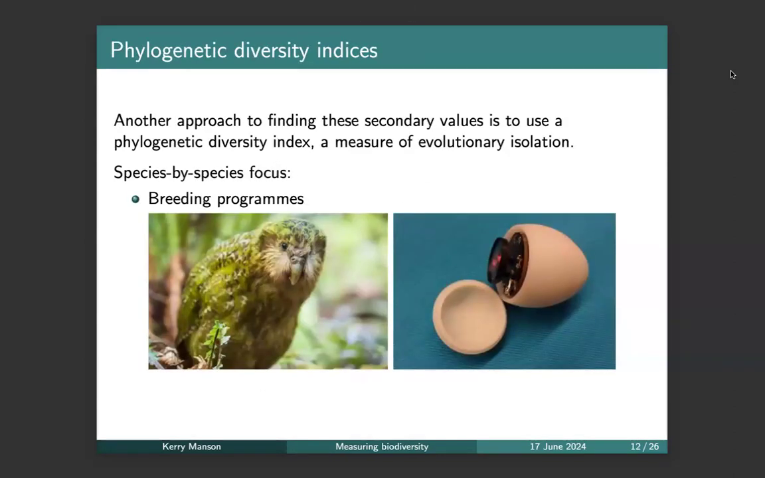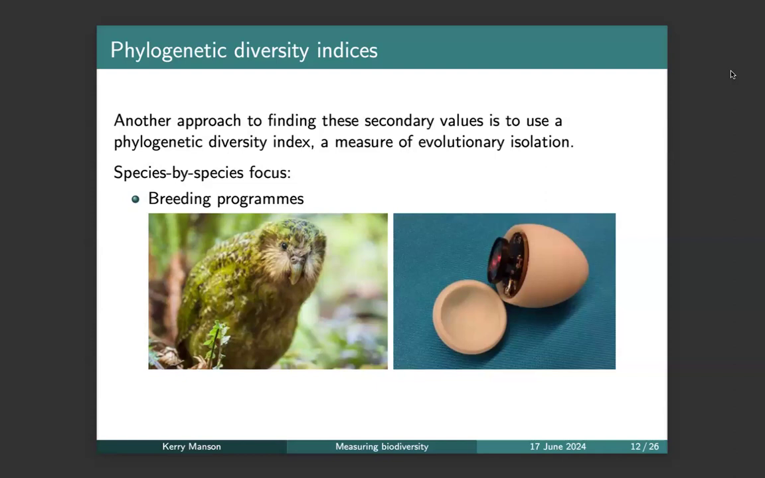But I'm going to spend the rest of the talk on another approach to finding these secondary values. We have this concept called a phylogenetic diversity index. This is about thinking of a phylogenetic tree and trying to measure evolutionary isolation. In particular, we're now looking at a species-by-species focus instead of a set of species. So instead of asking what set of so many species maximizes the diversity, we want to ask which individual species are more uniquely placed on a phylogenetic tree.